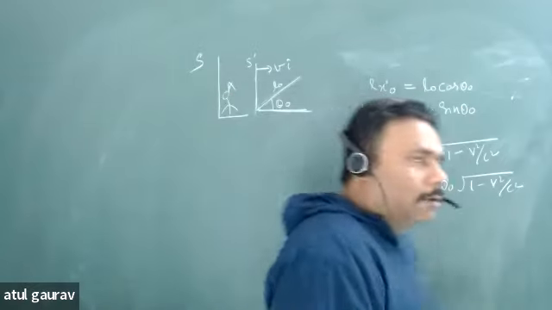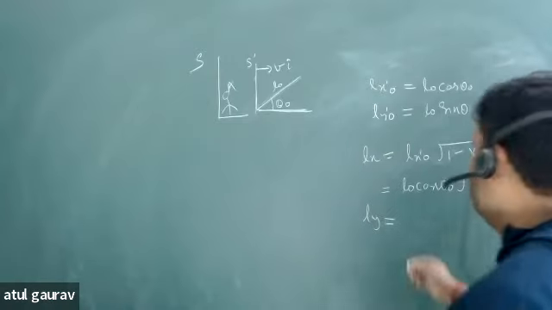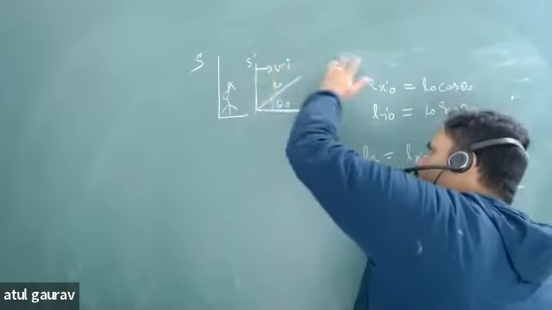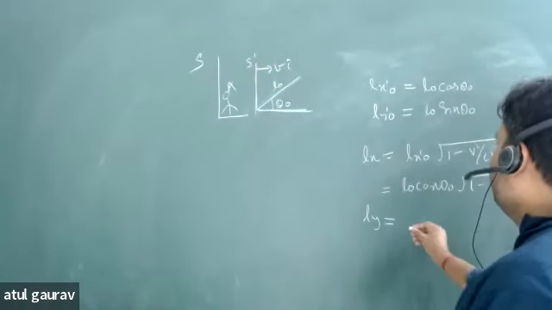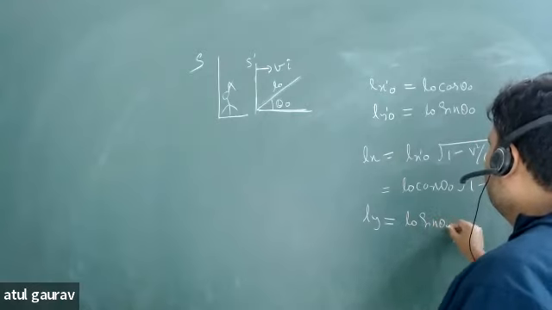Now, what will happen to Ly? Is it going to contract or remain the same? Remain the same. Why? Because there is no relative speed along the y direction. This is along the x direction. So what will be that value? That value is L naught sine theta naught.